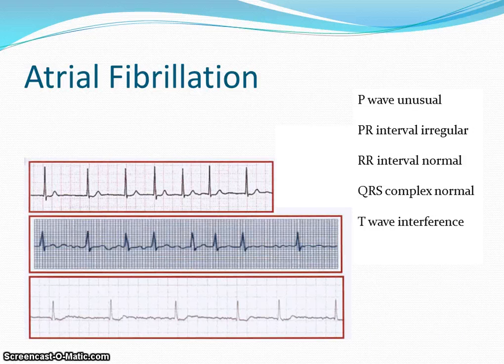Atrial fibrillation is the unusual morphology of the P wave and may interfere with the T wave. The RR interval is generally irregular. Heart rate varies significantly. This abnormality may be associated with hormone disorders, medication toxicity, hypertension, and respiratory disorders.